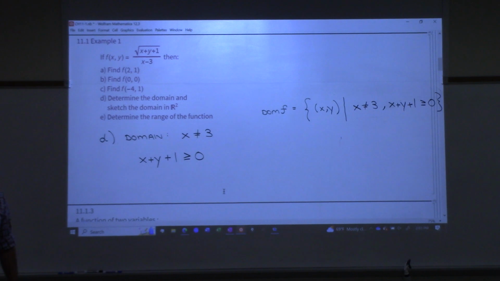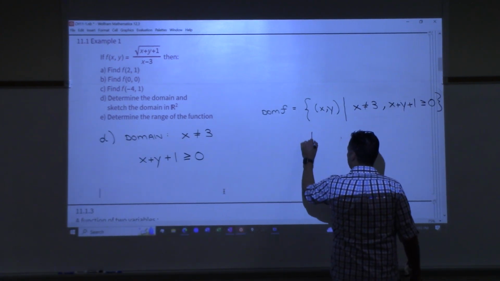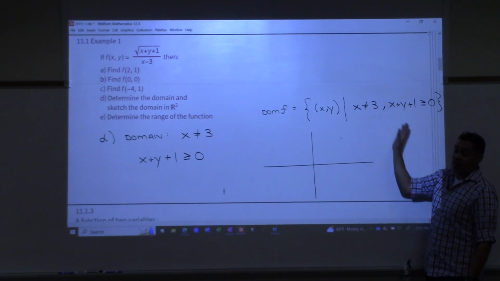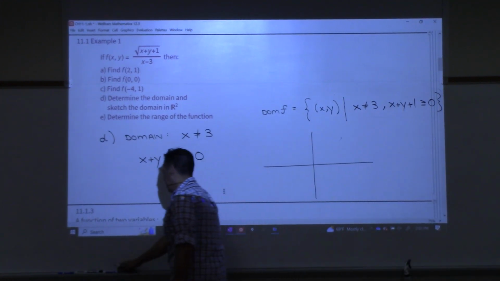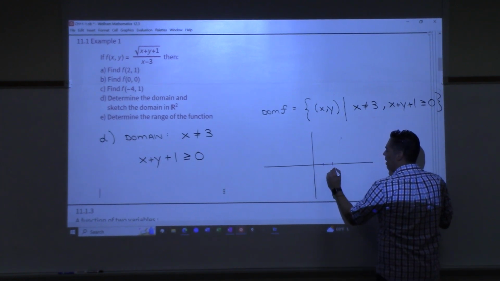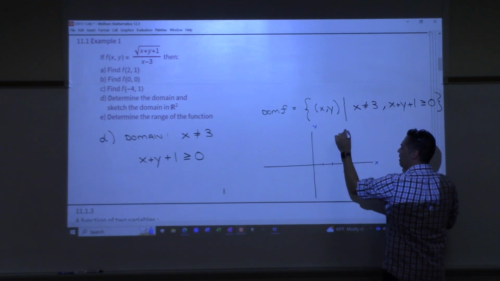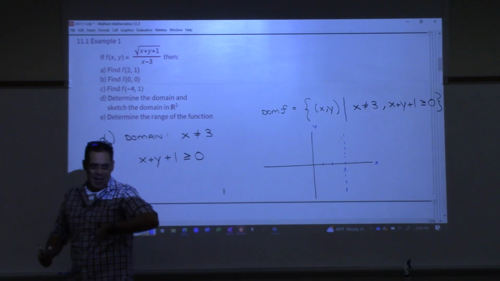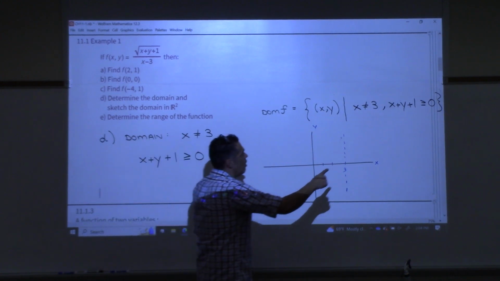Now I want to sketch it. So let's start with this: x can't be 3. Remember, we're in two-dimensional space, right? So it's everything that I can think of, but I can't have an x of 3. So it's almost like an asymptote, though I'm not drawing a picture here. If this is my x-axis, this is my y, if this is 3, I know that I can't plug in any points that live on that vertical line, right? No points can come from that line. Also, I need to satisfy this inequality.